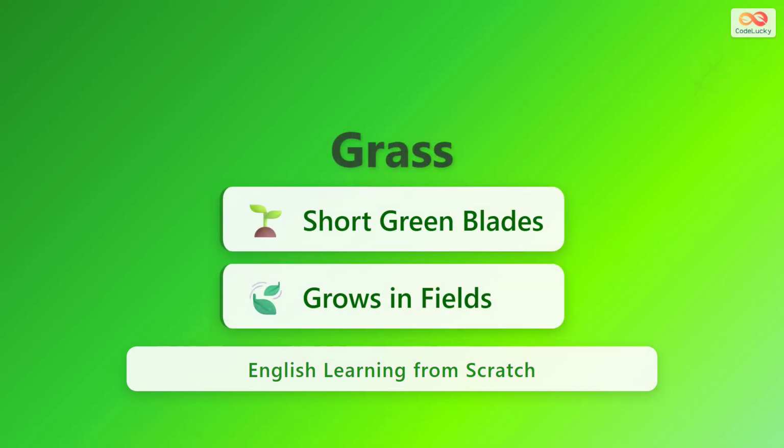Grass has short green blades. Blades are thin leaves very close to ground. Grass grows fast after rain. Animals eat grass. People walk on grass in parks.